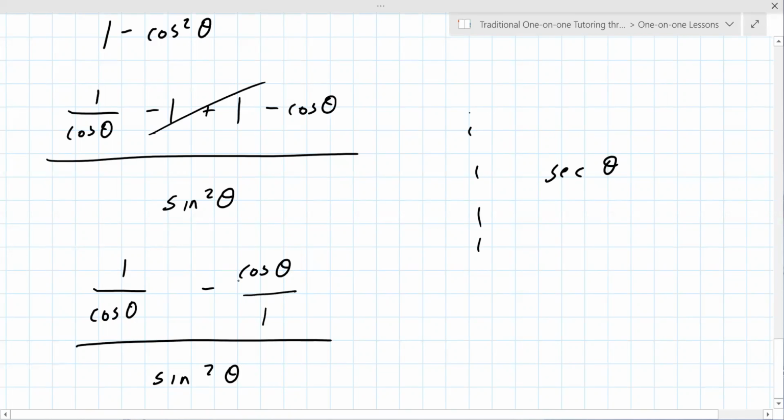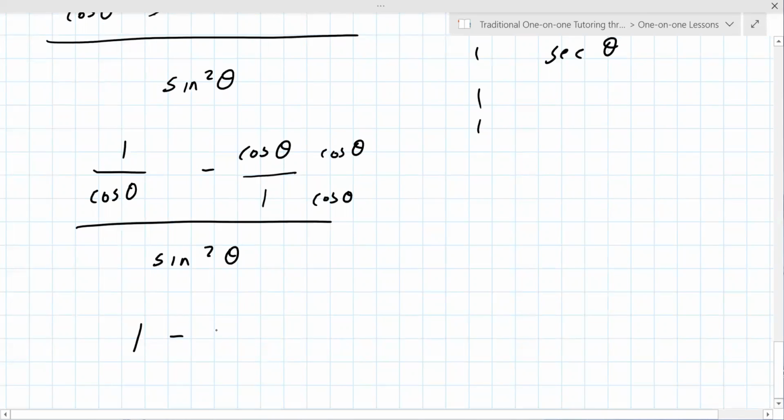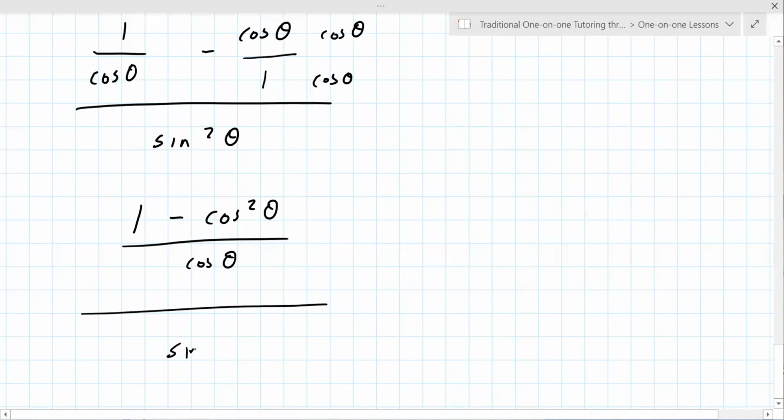We want to make a common denominator here, so that's cosine theta. So it becomes 1 minus cosine squared theta over cosine theta, all over sine squared theta. What do you see? What can we simplify here?